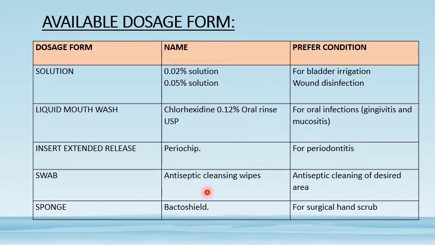And swabs, antiseptic cleaning wipes, are used for antiseptic cleaning of the desired area. Desired area को clean करने के लिए हम chlorhexidine के swab use कर सकते हैं. And sponges, which are the Bectoshield for surgical hand scrub, are used in this condition.